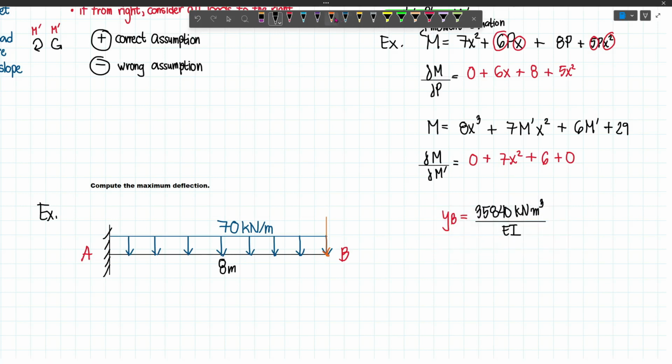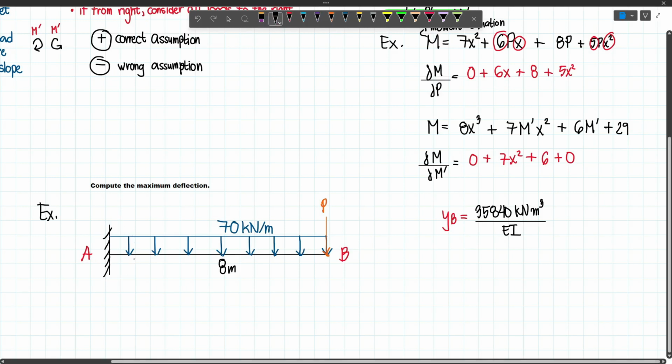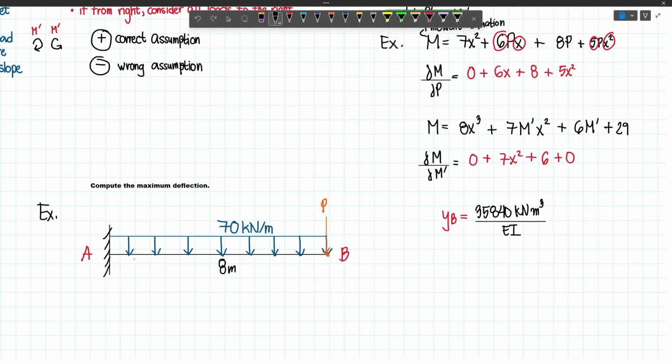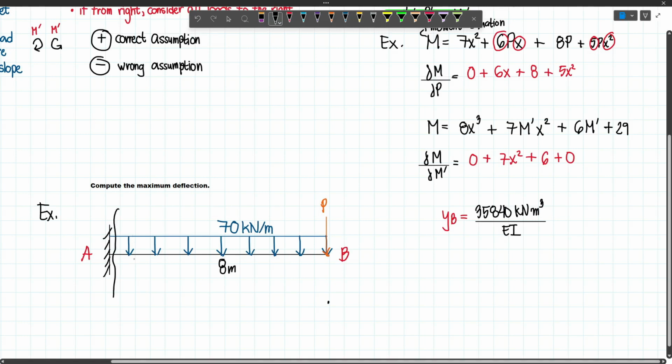So, again, this is our load P. And then, to avoid solving for the reactions, I will just consider the origin from the right. So, this will be my origin. And then, I will make a cut just right before A. And then, I will extend a line here. And then, this will be my X.